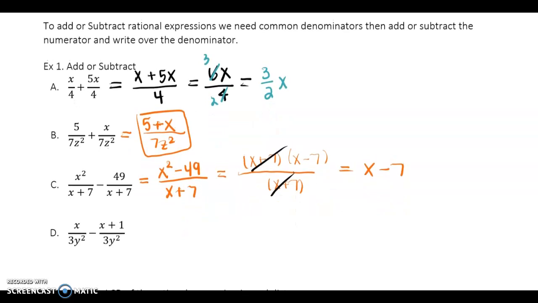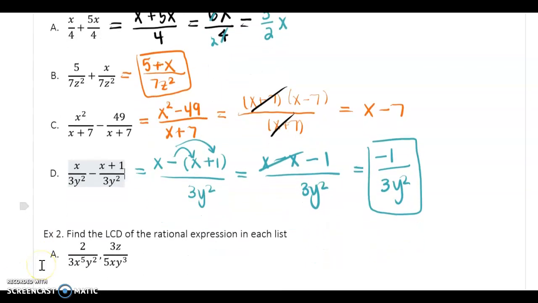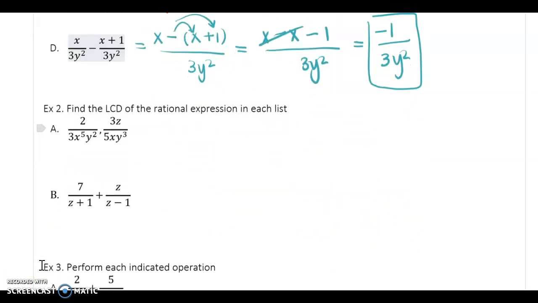Alright, next one, we have x minus, and then I'm going to put parentheses around what I'm subtracting. So what I'm going to do is I'm going to distribute the negative. If you did not put the parentheses, then you probably would have forgotten to get a negative one. So these cancel out. You're left with negative 1 over 3y squared. Alright, so that's how you would add when you have like denominators.